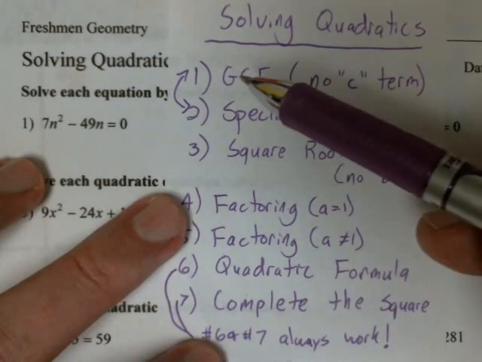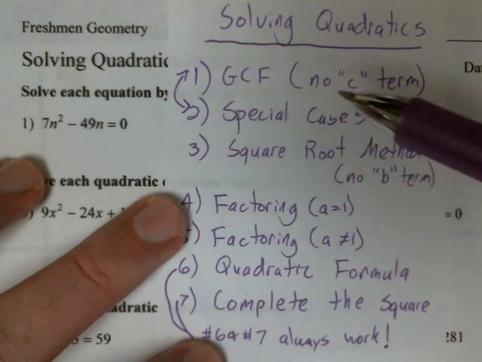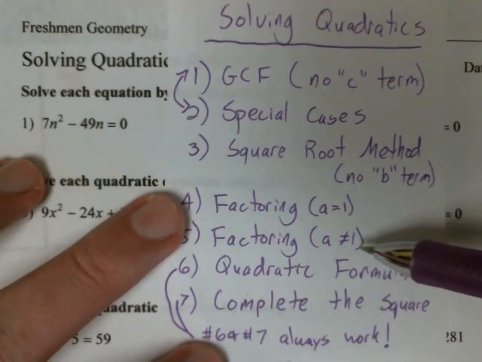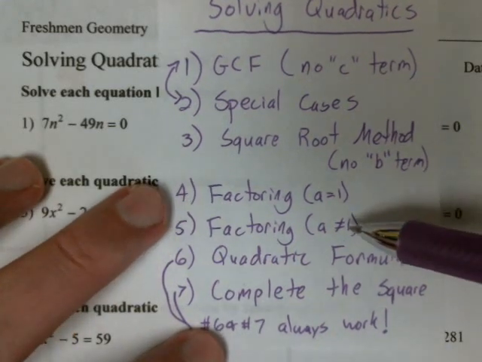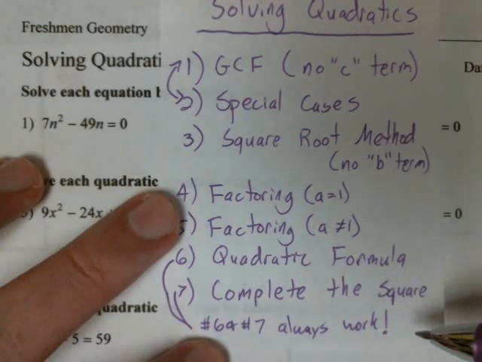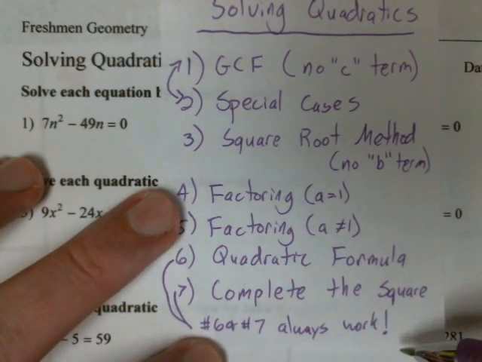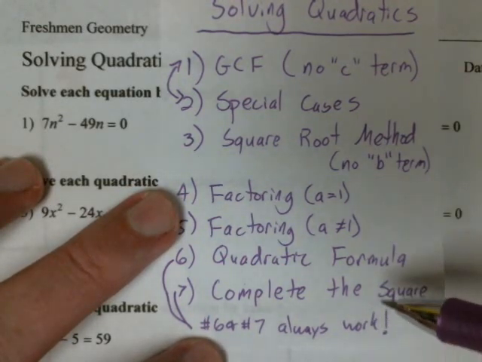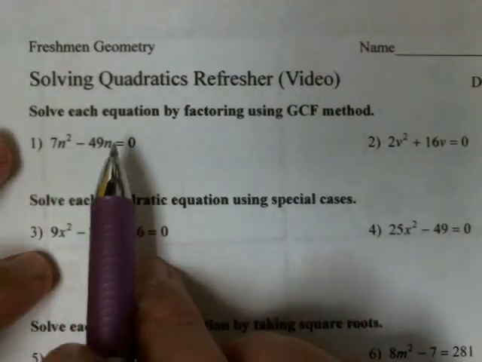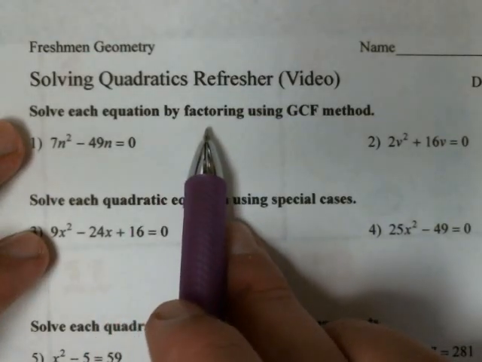Seven different ways. The GCF method: you're always looking to see if you can pull out a GCF. Special cases, square root method, factoring when A is 1, factoring when A is not 1, and if all those first five fail, then the last resort is the quadratic formula or completing the square, which both always work. I'm going to go through each of these, but I'm going to keep this little cheat sheet here for us.